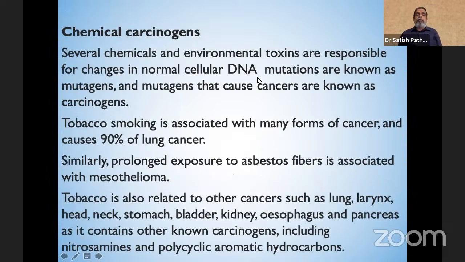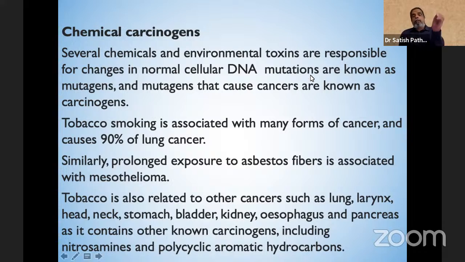Now, chemical carcinogens. Several chemical and environmental toxins are responsible for changes in normal cellular DNA. Agents causing mutations are known as mutagens, and mutagens that cause cancers are known as carcinogens. When a person comes in contact with those chemicals, suppose he is inhaling the fume, because if that chemical is in the environment, it is in the air, and the same air is being breathed in. When those chemicals go into the body, they have an effect on the cell. And which part of the cell? The DNA of the cell. The DNA gets mutated, means it becomes abnormal. So that is called mutation.